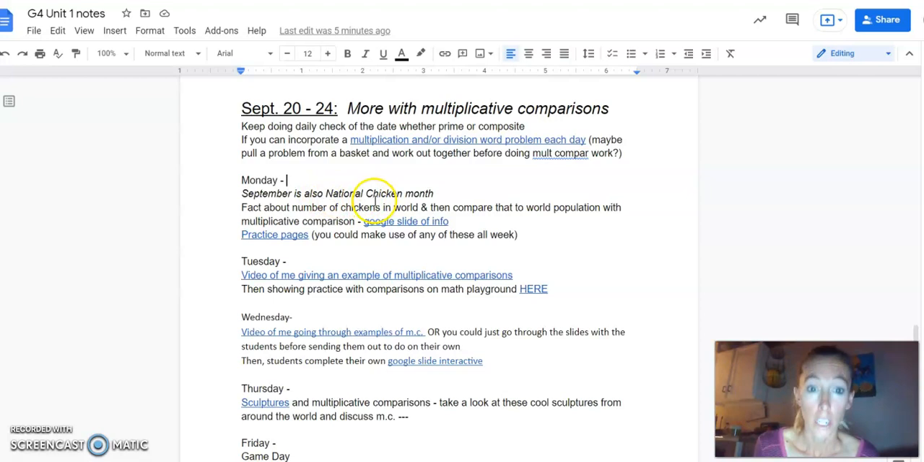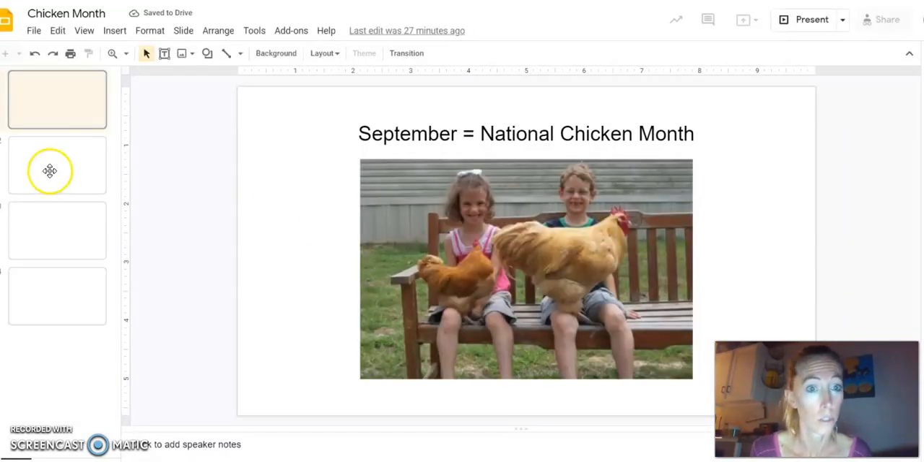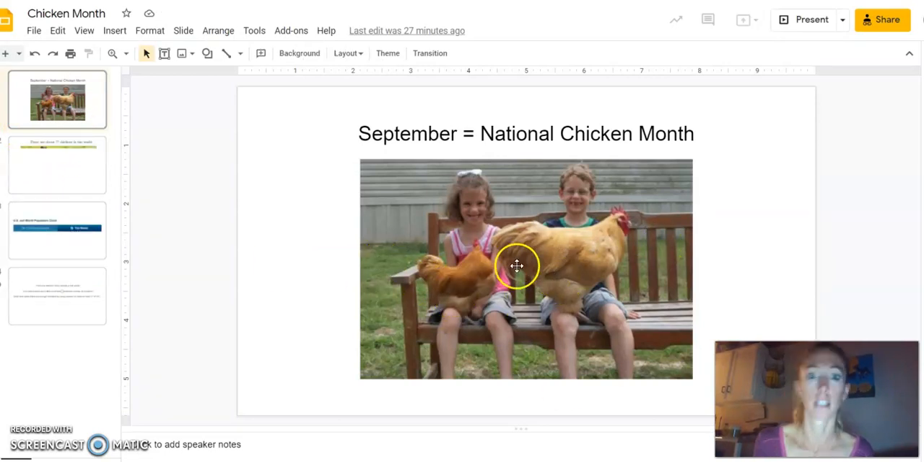September is also National Chicken Month. So I've been doing some facts about chickens. And guess what? You can make a multiplicative comparison about that. So if you would like to use that, here's the Google Slide Interactive that you'd put in present mode so that kids can't see these other pictures. So here is a picture to just get the talk going. Isn't that amazing? This chicken is about twice the size of that chicken.